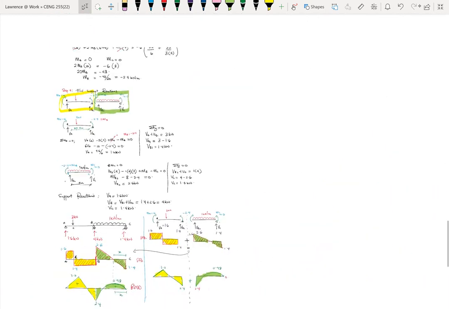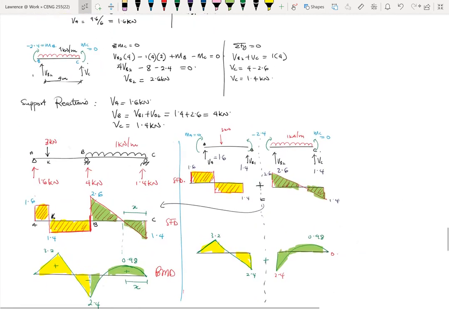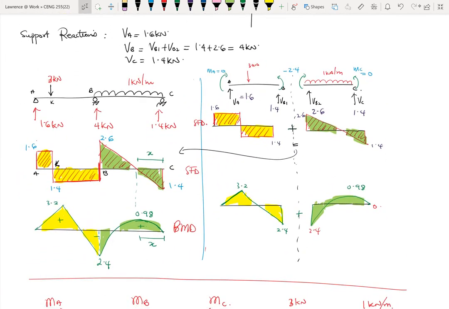Then you can either use the first approach, where you break it apart, or you can use the second approach. I have the two of them on both sides. The one on the left, this section right here, deals with a complete structure. All right. Then we can draw the bending moment diagram and then the shear force diagram.